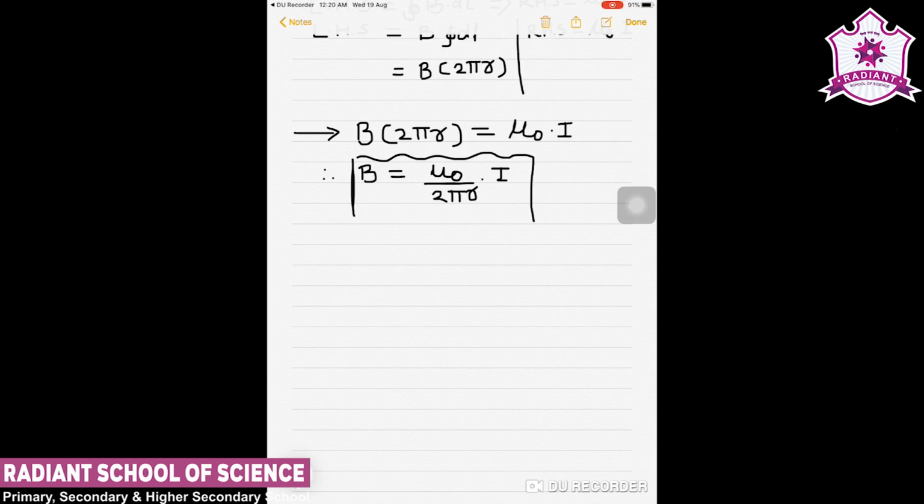Here this is the use of Ampere's circuital law, and here we get the result for an infinite straight long wire and the magnetic field due to it. Two things come from the result. B is directly proportional to I, so if I is more, the magnetic field is more. But the second thing is that B is inversely proportional to the distance from the wire. So as we move away from the wire, the effect of the magnetic field will decrease.